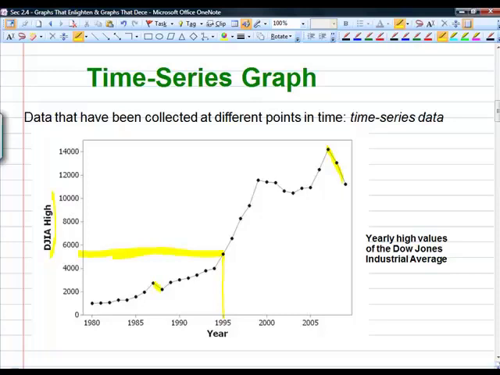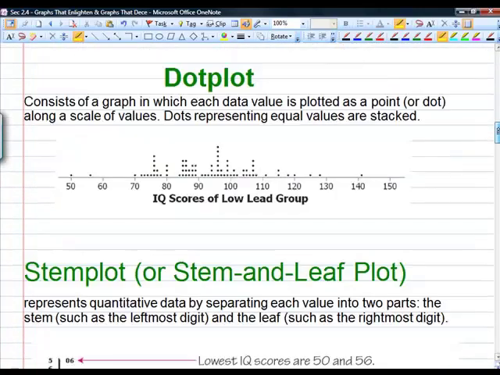We had a little hiccup right here where the Dow Jones Industrial Average dropped, guessing, let's see, that's 85, 86, 87 to 88. I think that's about when the first Gulf War happened. Is that right? So that's about the time that we first entered the first Gulf War, somewhere around there. So the conditions were getting bad, and the economy reflected that. So that's how you can use a time series graph.